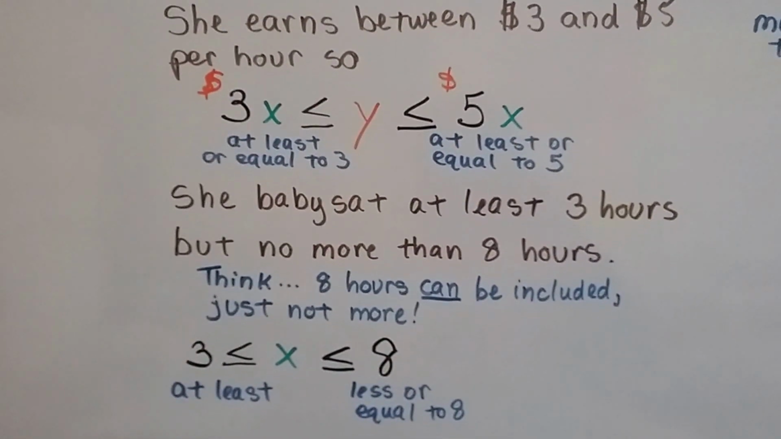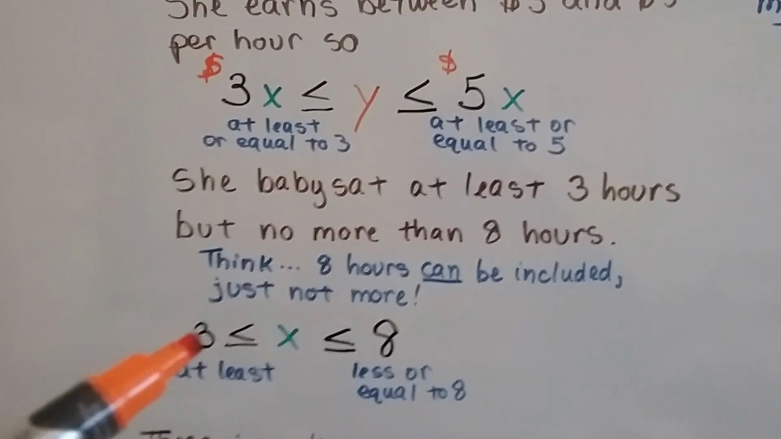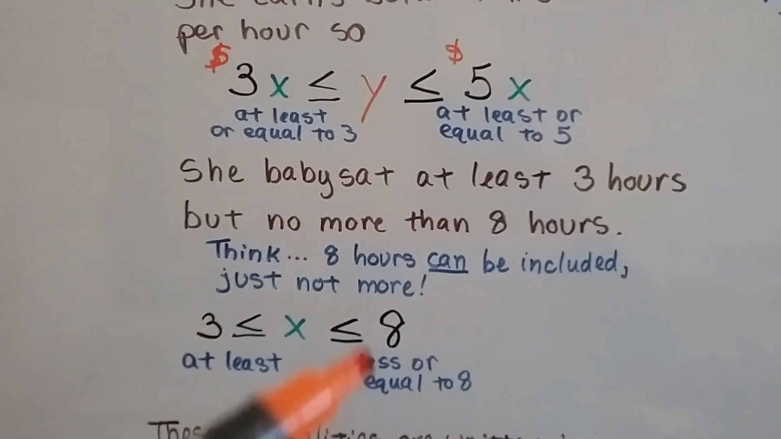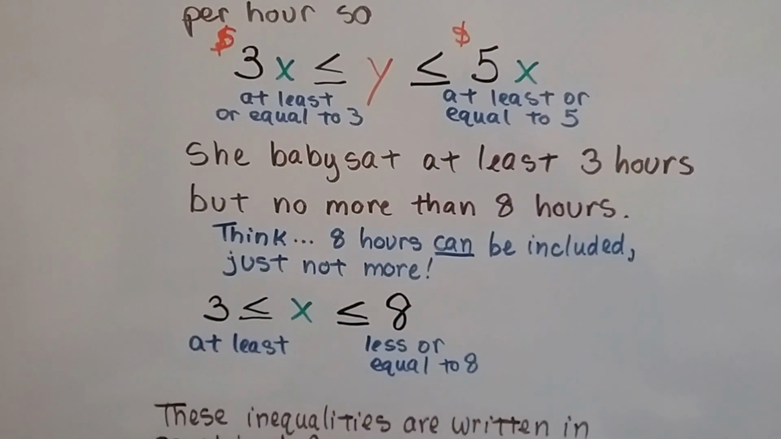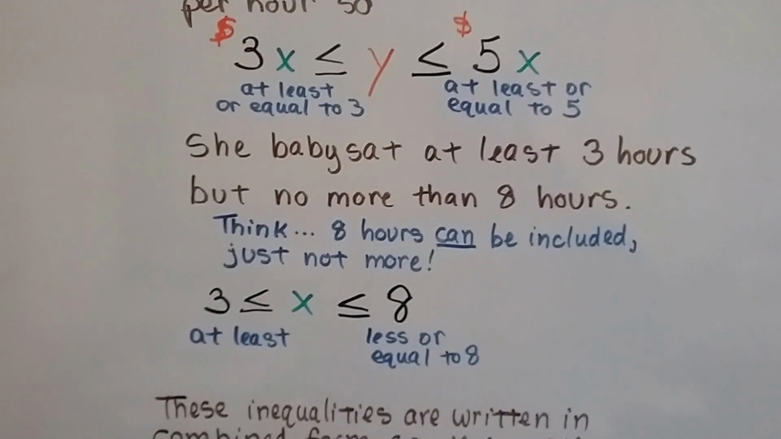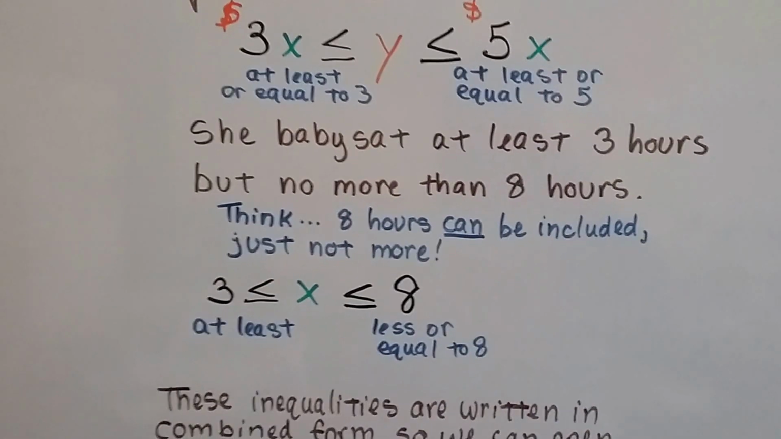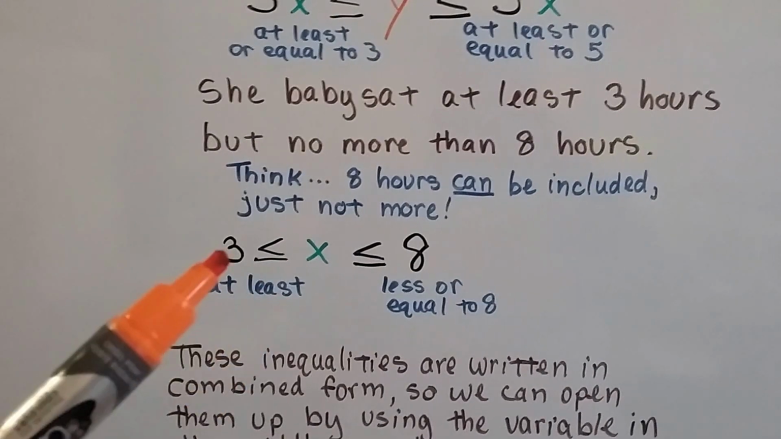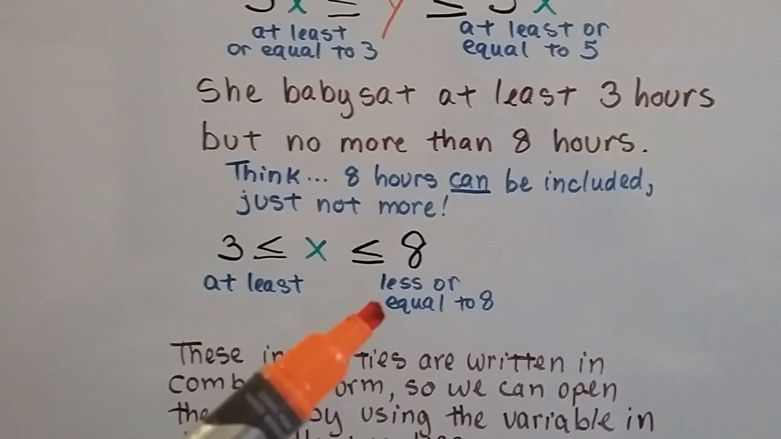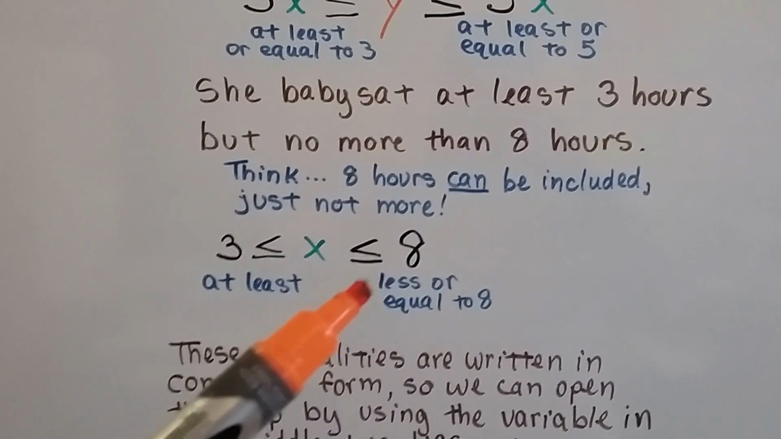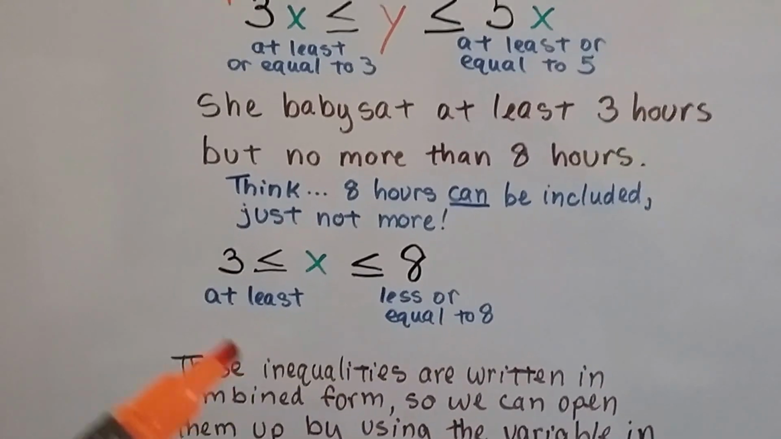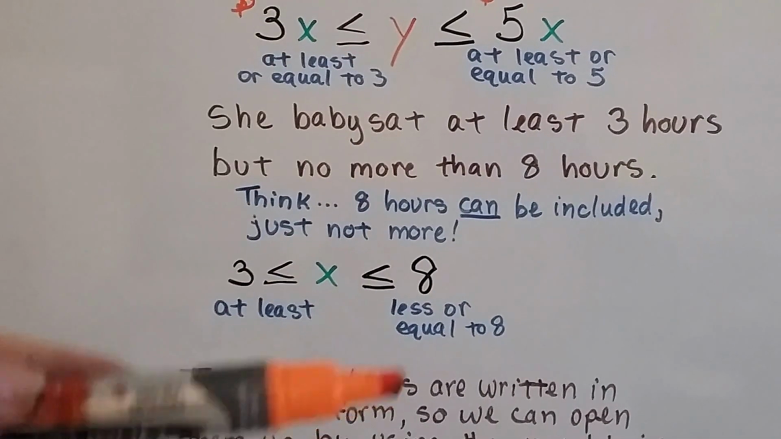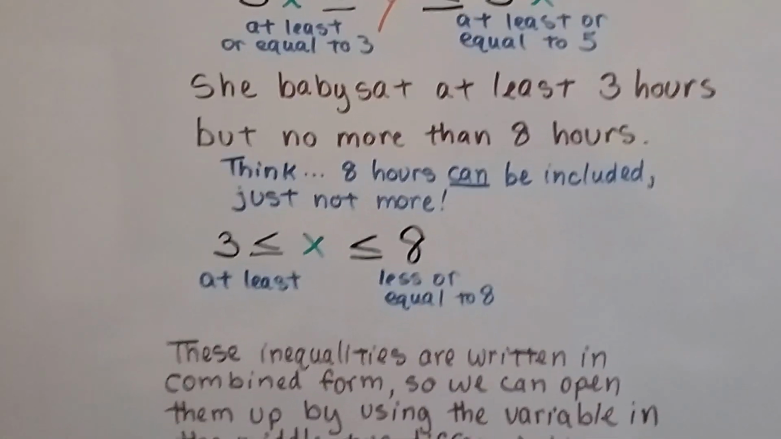So she babysat for at least 3 hours, that's this 3, but no more than 8 hours. So think, 8 hours can be included. It says no more than 8 hours, but she could be at 8 hours. It's just not more. So it's at least 3 hours, or it could also be less than or equal to the 8. So now we've got our 2 inequalities, and they're both written in combined form.